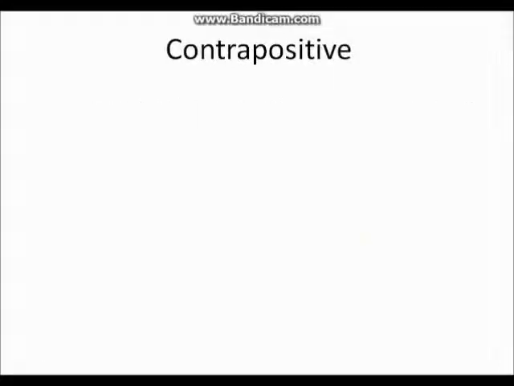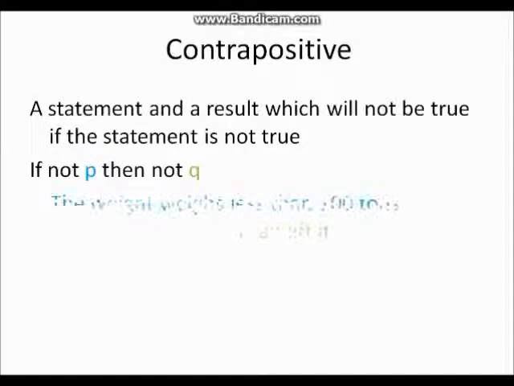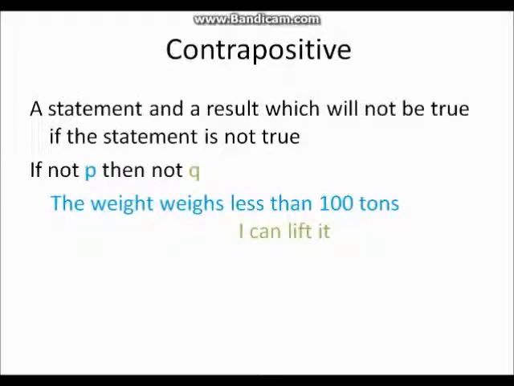Contrapositives, however, are the ones that deal with it being false. They are where if the statement is not true, the result will not be true, or framed that way specifically. They take the form if not P, then not Q. An example: our statement, the weight weighs less than 100 tons. Our result, I can lift it.